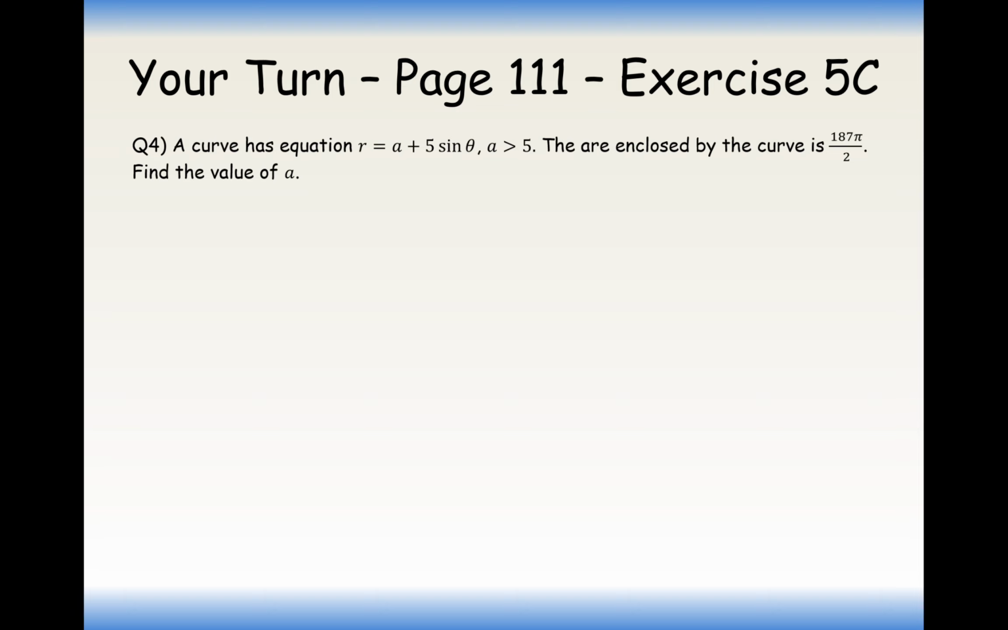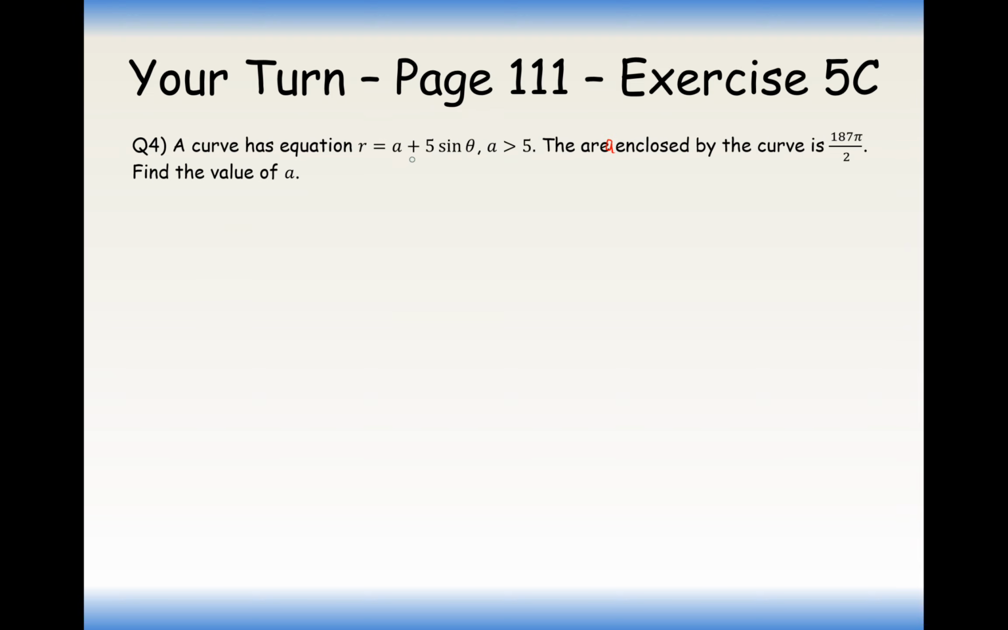Phrased a little bit differently, we've got r equals a plus 5 sine theta. The area enclosed by the curve is 187 pi over 2. Find the value of a. Pause the video and give this lengthy question a go. Okay, so the first thing to do maybe is to draw a sketch of this curve here.